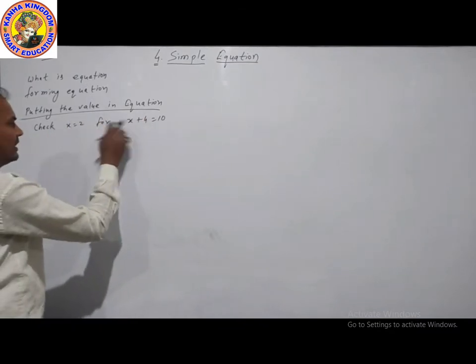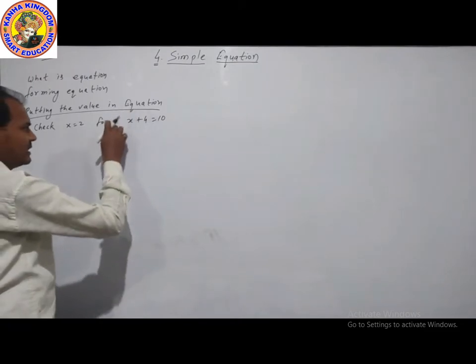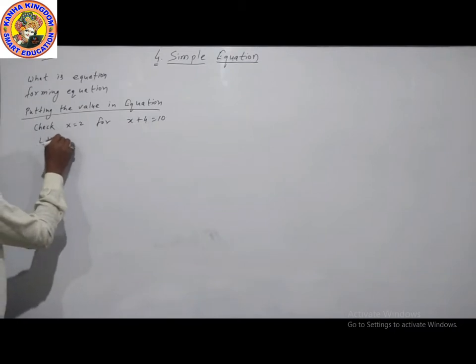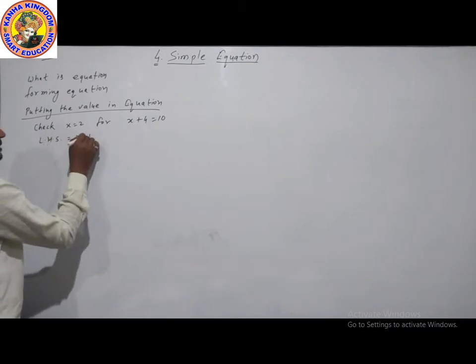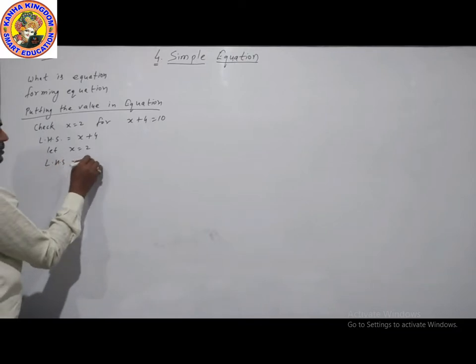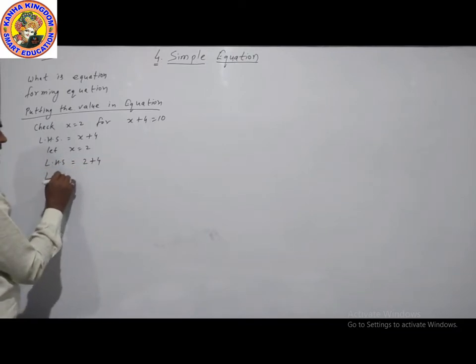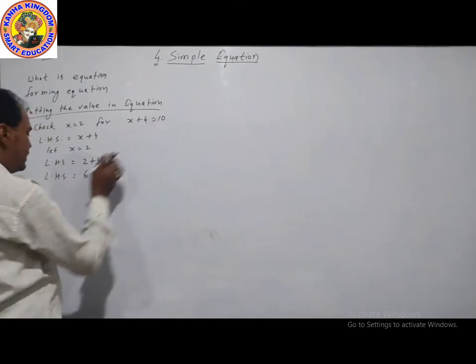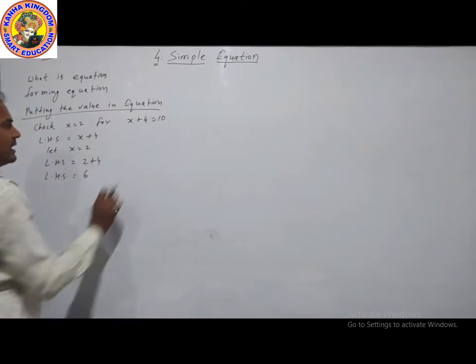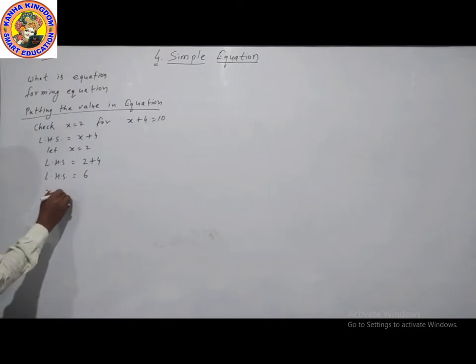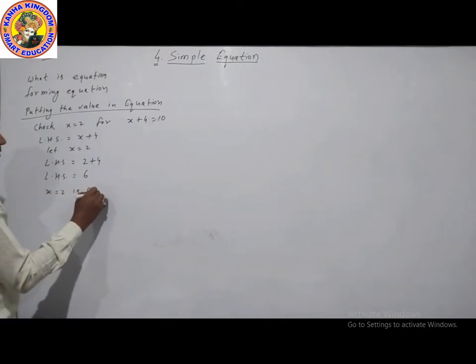Now we will put the value of x. The x is on the left hand side, so the left hand side is equal to x plus 4. Let x is equal to 2. The left hand side is equal to 2 plus 4. The answer of the left hand side is 6. The left hand side is not equal to the right hand side, so x is not equal to 2. X is equal to 2 is false.